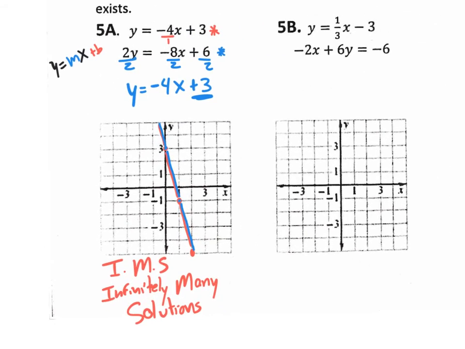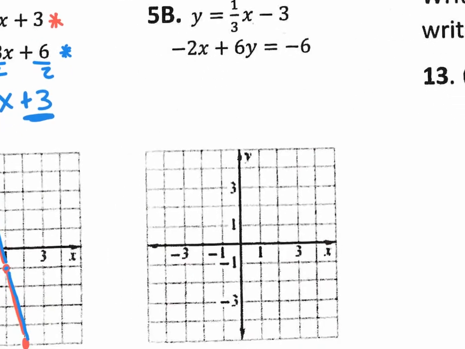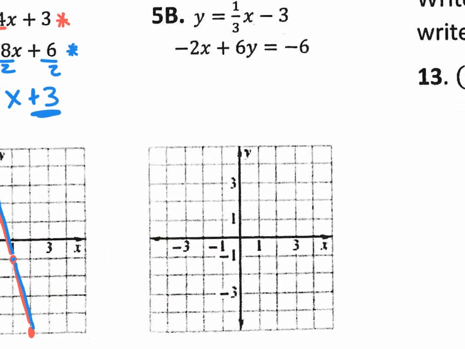So on this section, all you have to do is make sure that they're both ready to graph in y equals mx plus b. And if you end up with the same exact equation, you know you're going to have an infinite amount of solutions that are the same. If I take a look at 5b right here, the above one is ready to graph. Let's graph it in red.